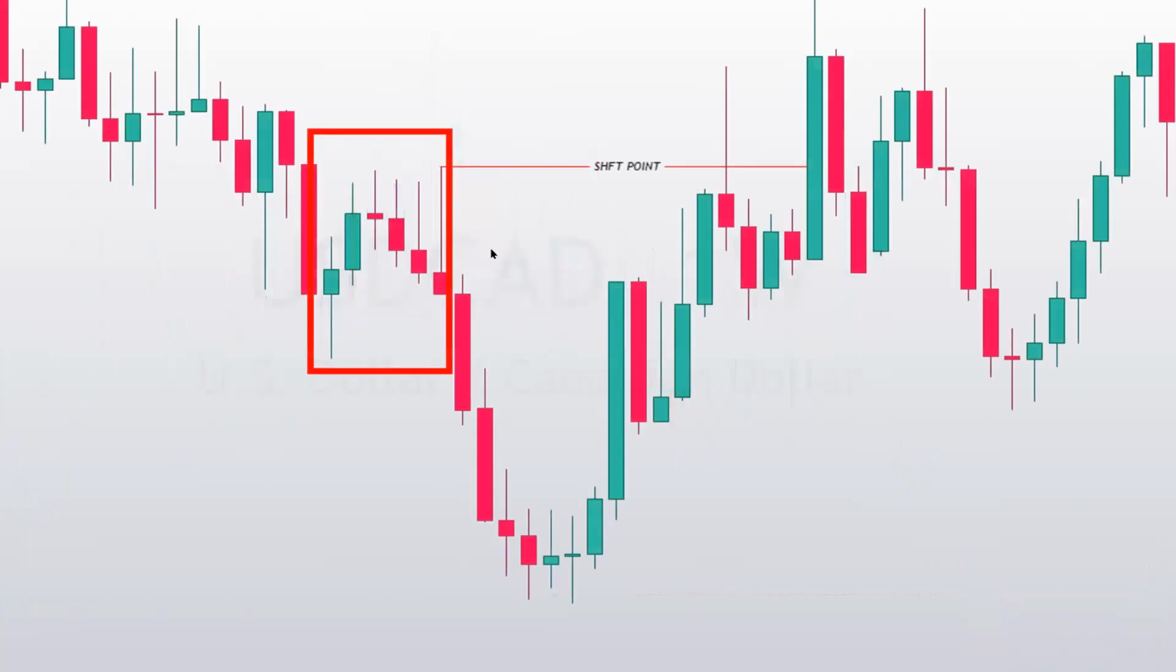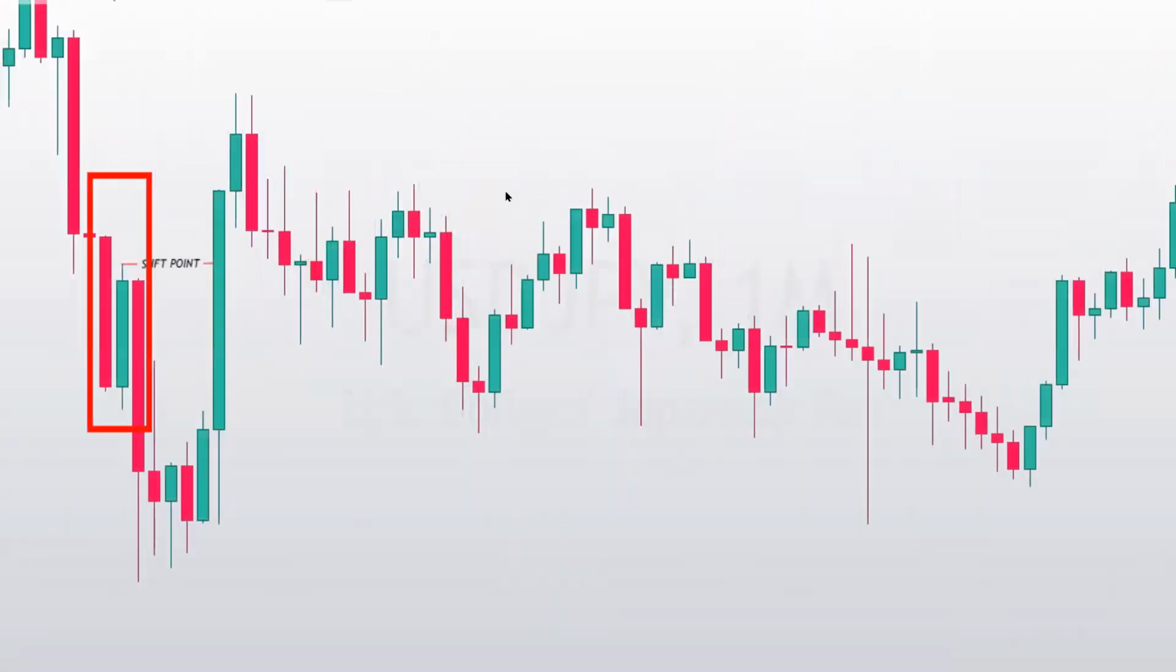Another example, we have a lot of examples. You can see here the market formed this low, then the market came and closed above this structure that was marked by the red rectangle. As you can see here, the market came and closed above this point here. So now this is my shift point. That is my shift point.